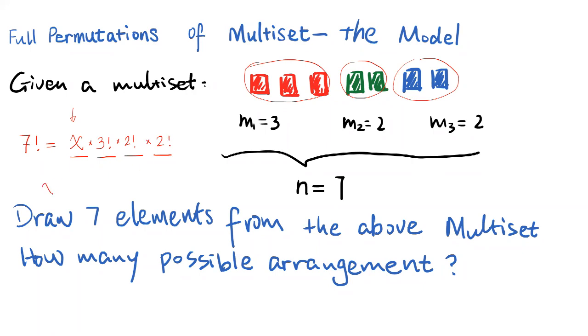So that means we can solve for x, right? x is 7 factorial over 3 factorial times 2 factorial times 2 factorial. This is the number of ways of the full permutations on this multiset. Okay, any questions?